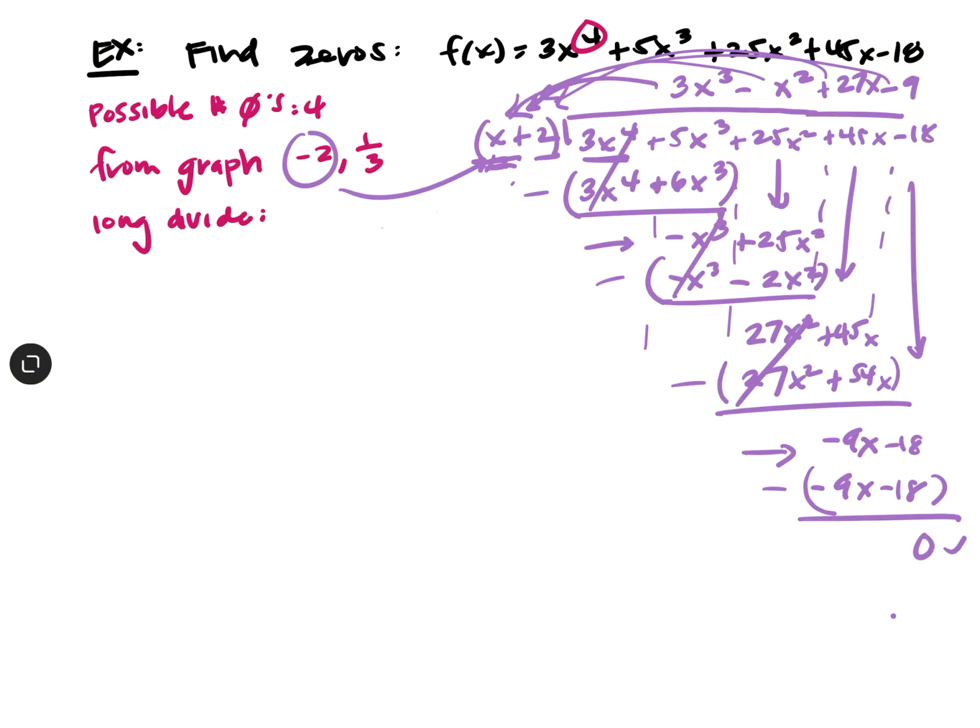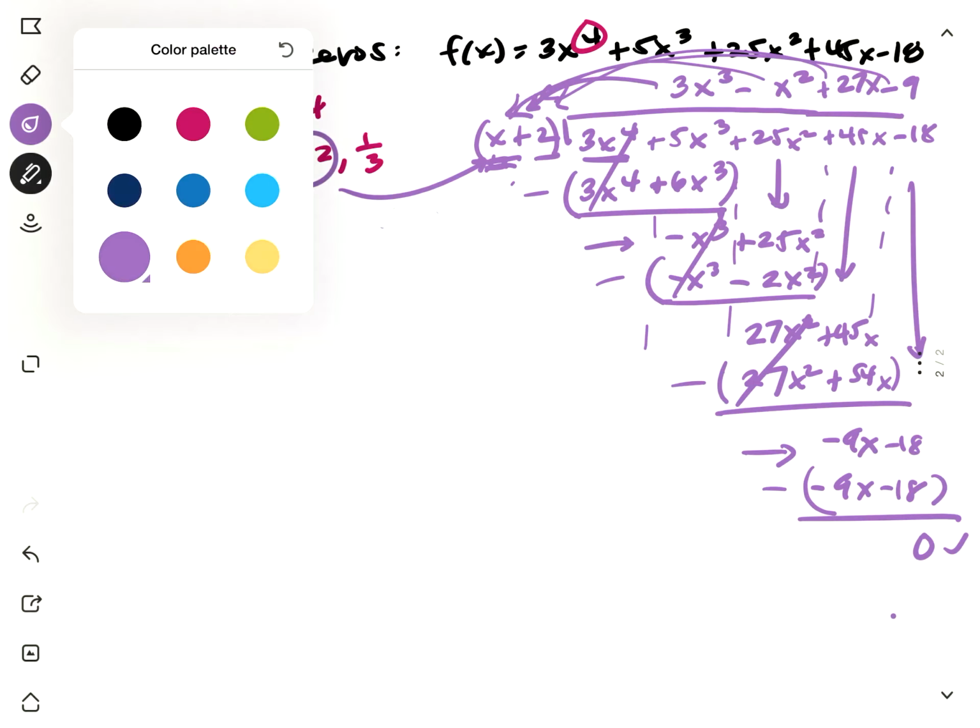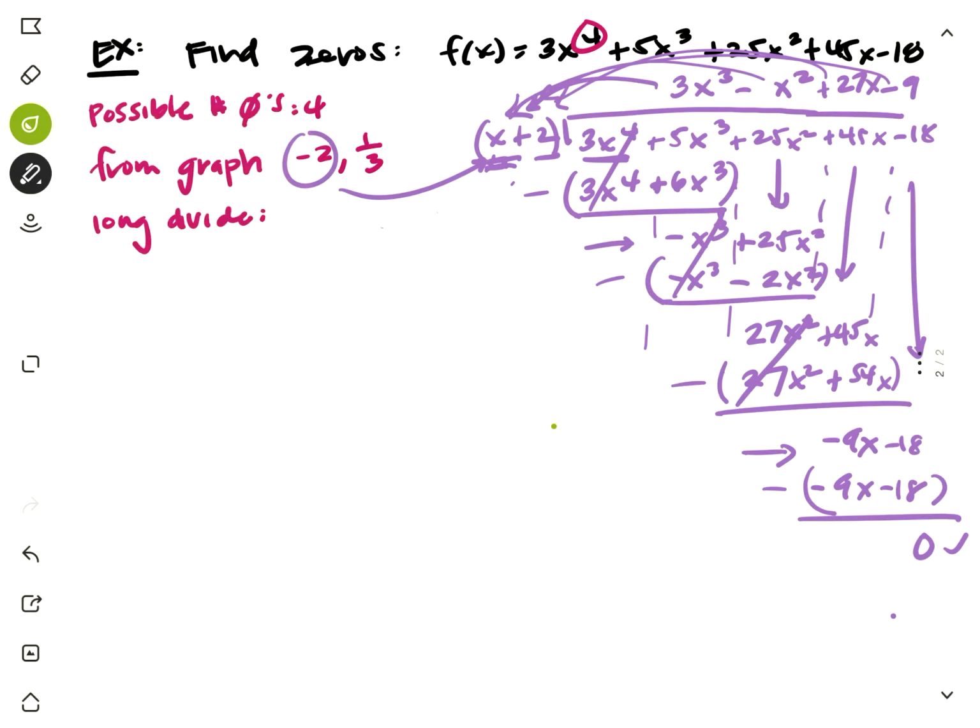So check. And the more important part here is that we got this more simplified version. We already calculated out the factor of x plus 2, or the 0 from negative 2, right? So now we have a simpler version that we can do our 1/3 with. So let's do our 1/3 using synthetic division. For synthetic division, what we're going to do is put 1/3 outside.